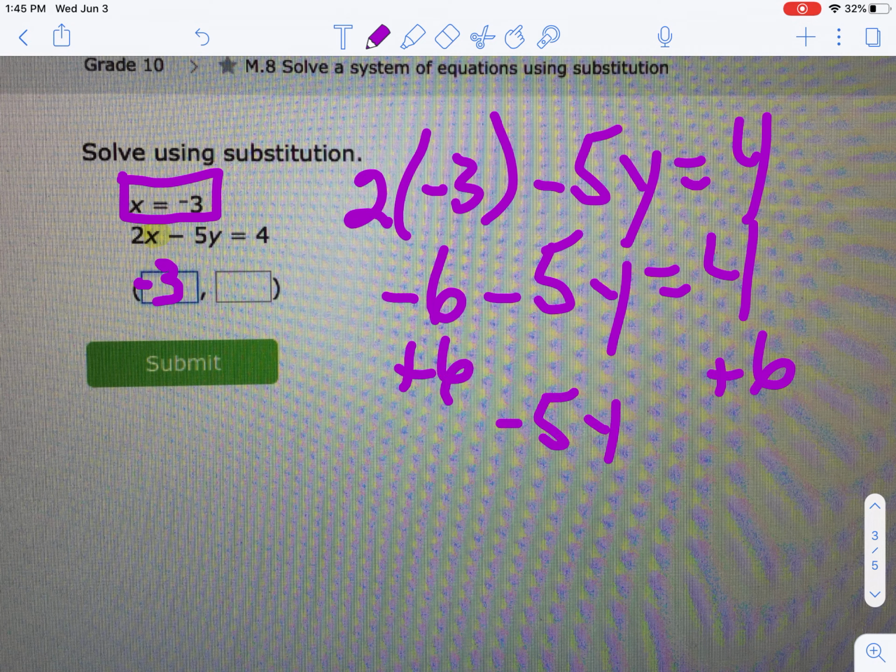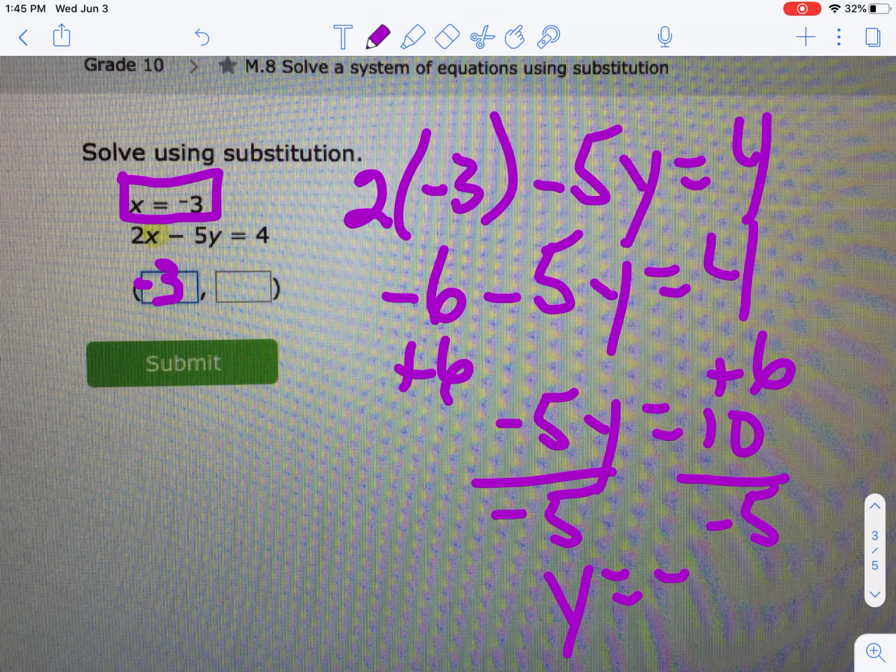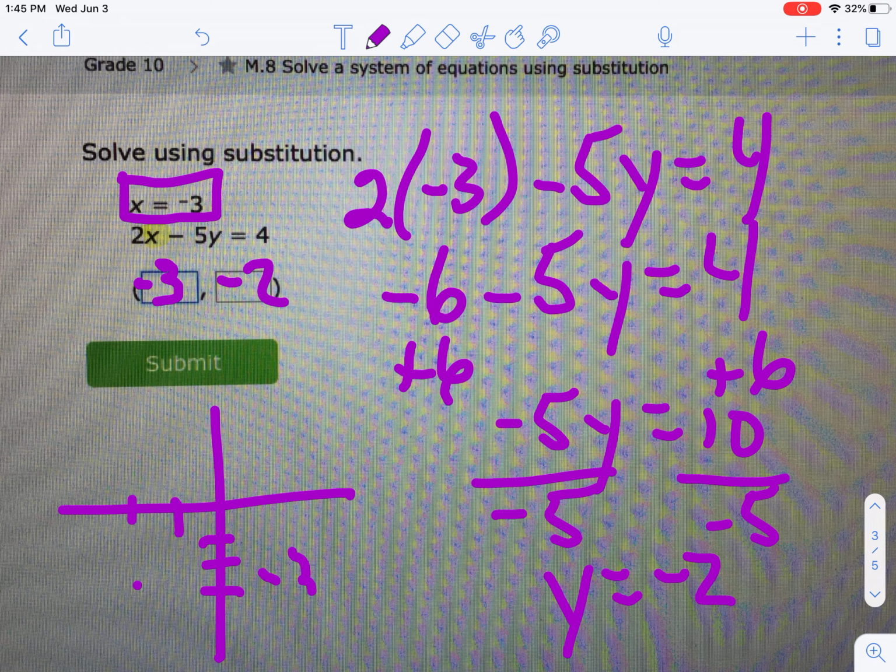Now we can add 6 to both sides to get the letter by itself. So we have negative 5y equals 10. And to get y by itself, we divide both sides by negative 5. So y equals negative 2. So the solution is negative 3 and negative 2. And if we saw it on a graph, negative 3 and negative 2 would be there. So we know that the lines are going to cross at this dot here.